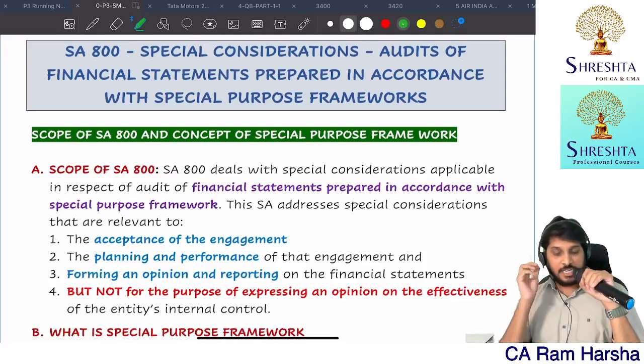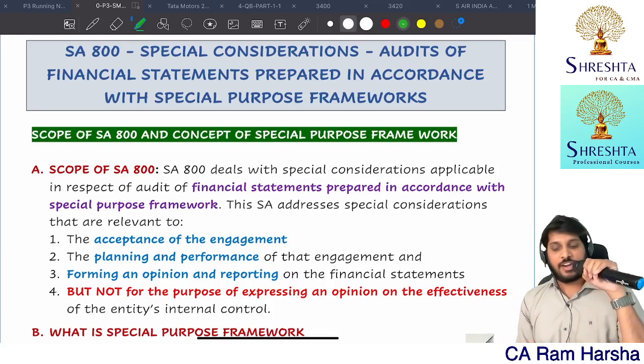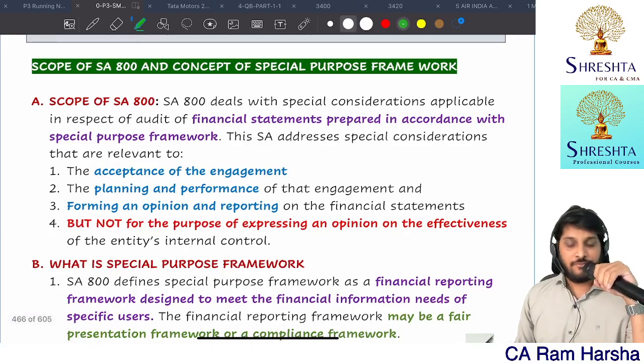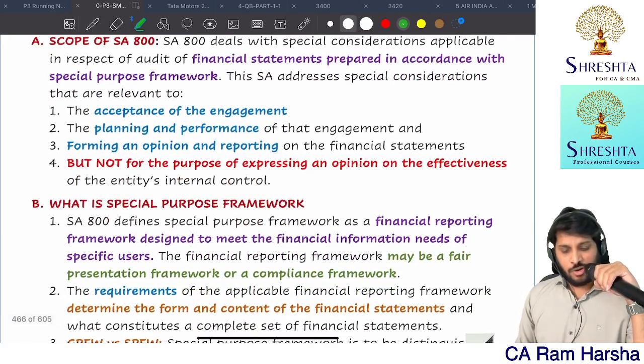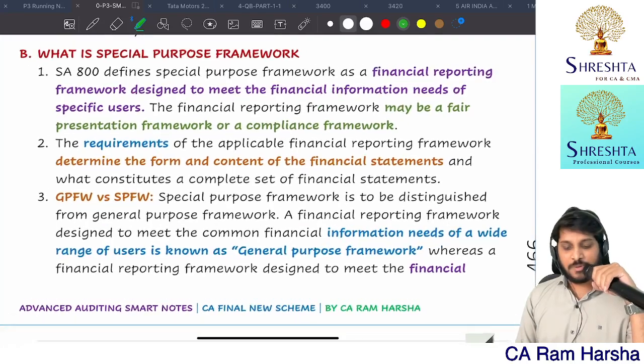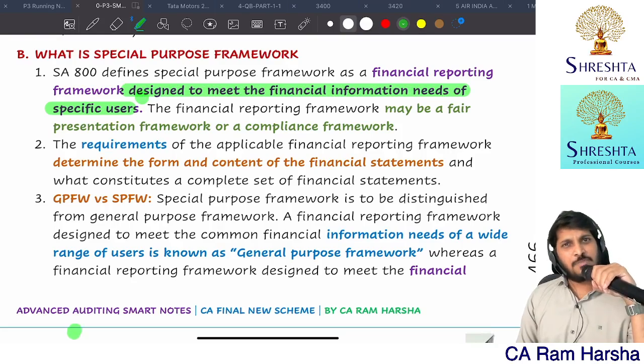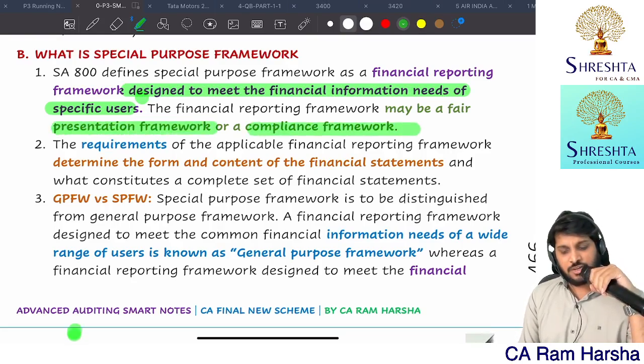So SA 800, special considerations, audit of financial statements prepared in accordance with the special purpose framework. So here, what is a special purpose framework? They define: special purpose framework is designed to meet financial information needs of specific users. Now, this special purpose framework may be a fair presentation or compliance.